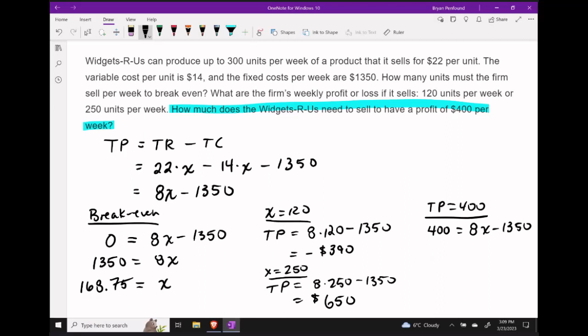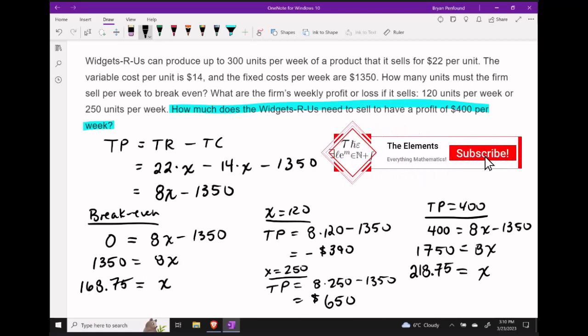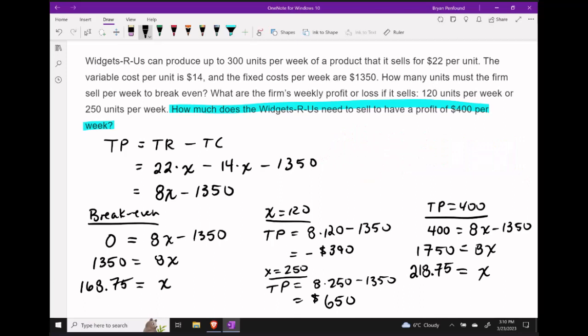We're going to first add 1,350 to both sides. And then to solve for x, we will divide both sides by 8. Doing that gives x is about 218.75. Implying we're going to need to sell around 219 items to see that profit of $400 in that week.